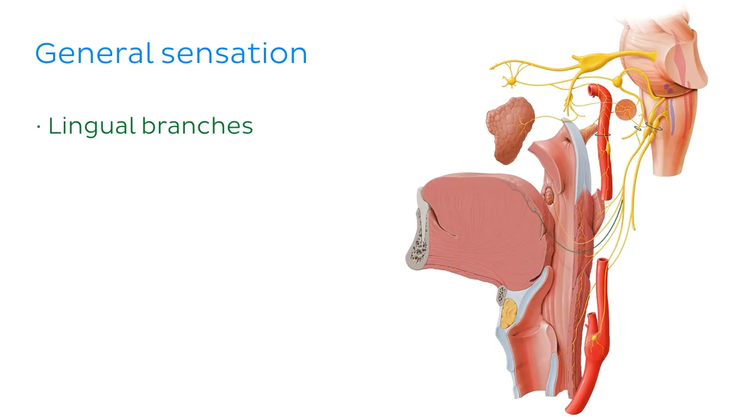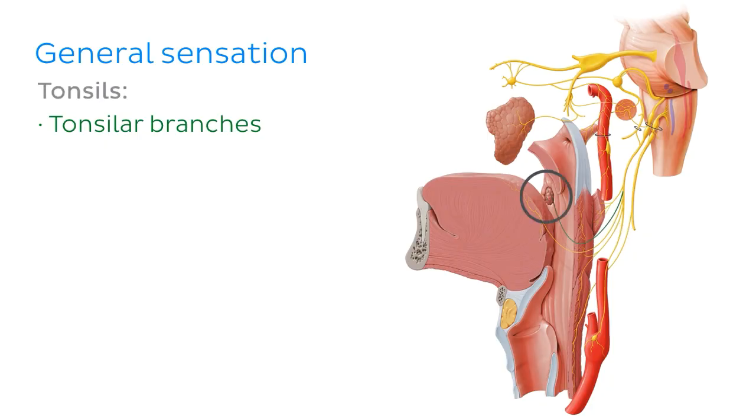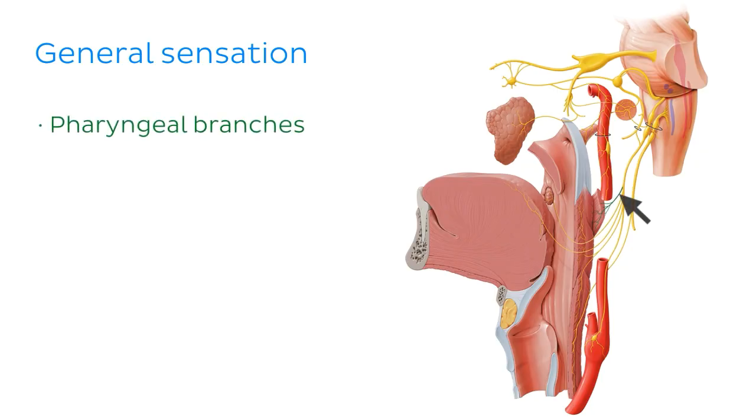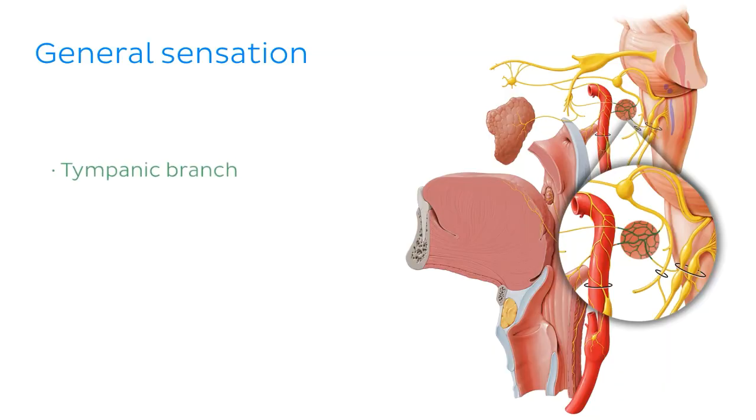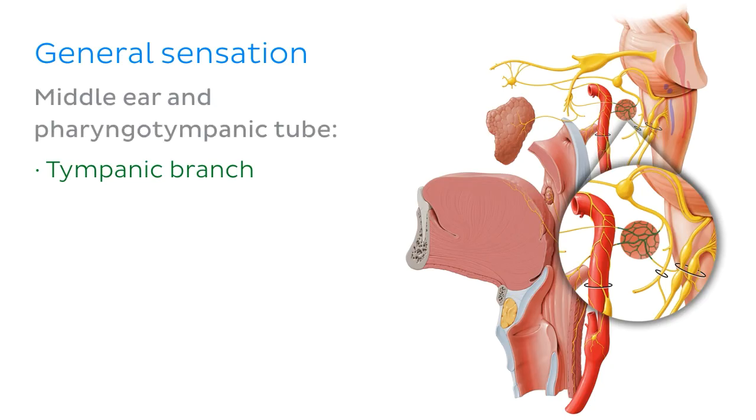We have the lingual branches of the glossopharyngeal nerve, which are responsible for the sensation of the tongue. Then we have the tonsillar branches of the glossopharyngeal nerve, which are involved in the sensation of your tonsils. Next, we have the pharyngeal branches of the glossopharyngeal nerve. These are responsible for the afferent innervation of the pharynx. The tympanic branch of the glossopharyngeal nerve, seen here where the arrow is, is involved in the innervation of the middle ear and the pharyngotympanic tube.